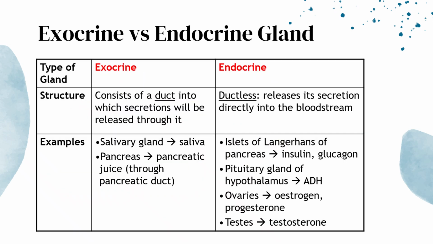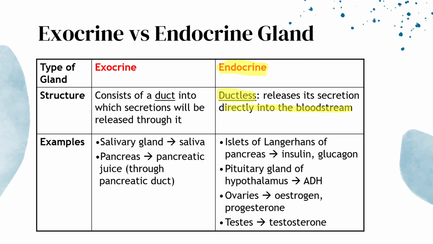There are two types of glands that can produce substances. Hormones fall under what we call endocrine glands. Endocrine glands do not have a duct, so we use the word ductless to describe them. And so the substance is released directly into the bloodstream, and there is no tube that connects the substance to the final destination.